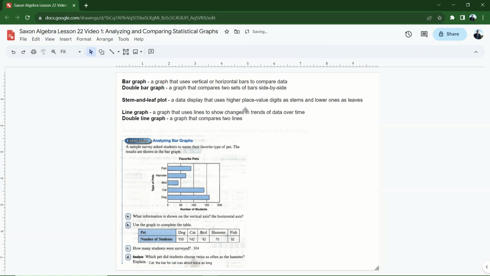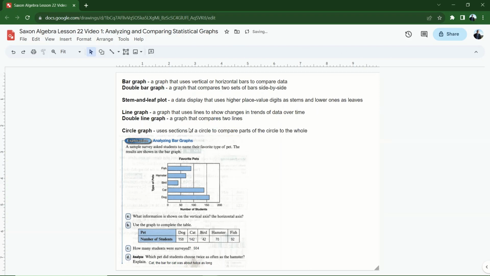Line graphs and double line graphs are very similar to bar graphs, except they show a continuous change in data along a line over time. A double line graph is like a double bar graph. We just put 2 lines next to each other. We'll see those in just a moment.